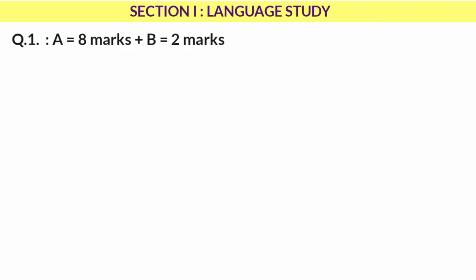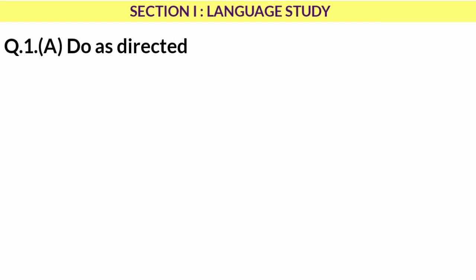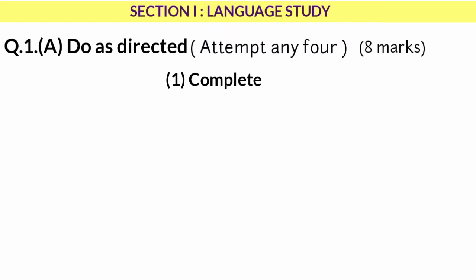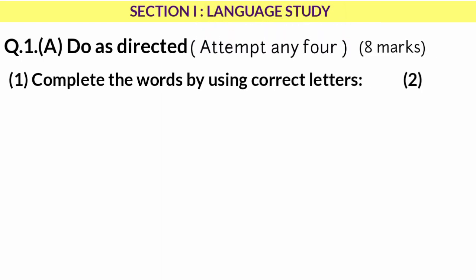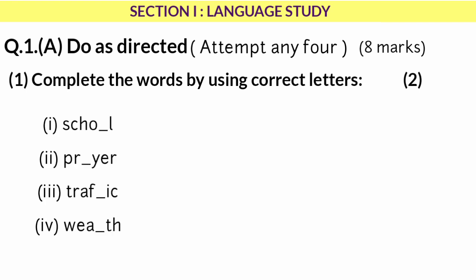The first section is dedicated to language study. It has two parts, A and B. The first, A, is do as directed. There will be 6 activities and you have to attempt any 4 of them, each for 2 marks, total 8 marks. The first activity is complete the words by using correct letters.